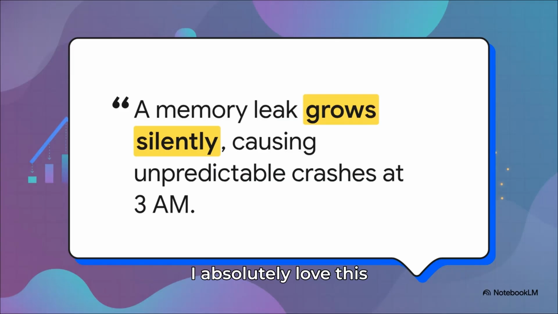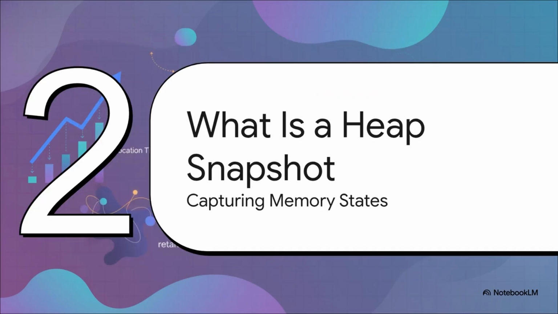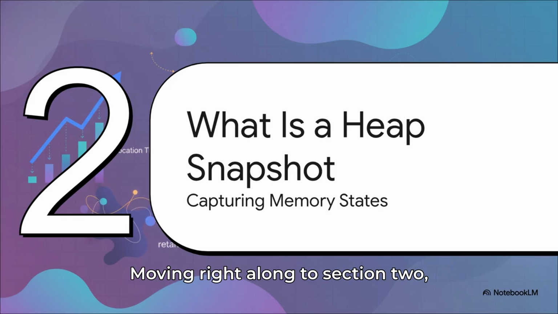I absolutely love this quote from our sources because it just perfectly hits the nail on the head. Memory problems differ from CPU bottlenecks. A slow function is annoying but predictable. A memory leak grows over time, causing crashes at 3 a.m. It is literally death by 1,000 cuts. The tab doesn't throw a neat little error, it just gets tired, gets sluggish, and eventually completely chokes the renderer process.